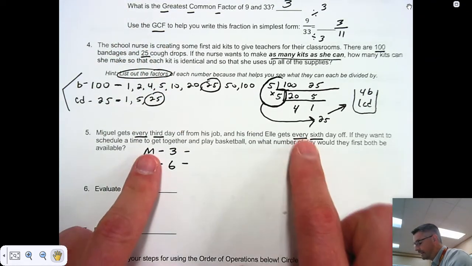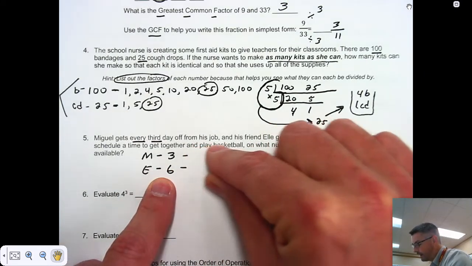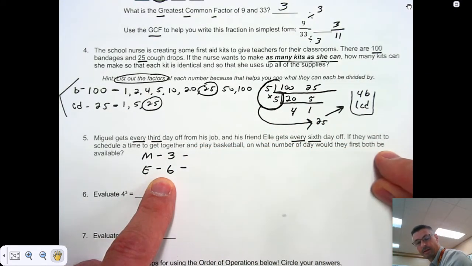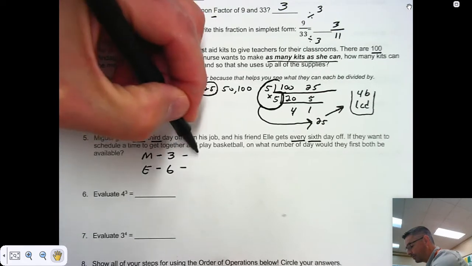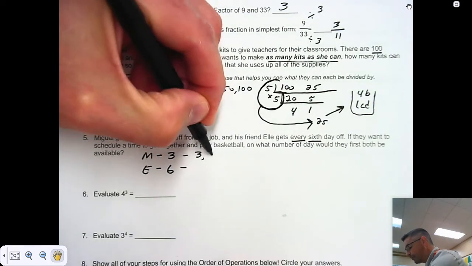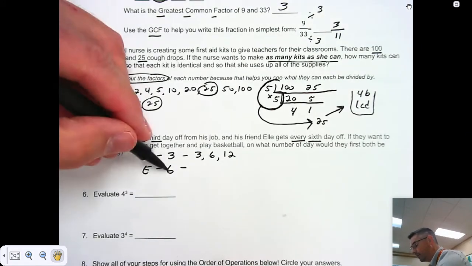So we're not dividing anything out like we did up here. We're trying to figure out how many days would go by before they can play basketball together. So in this one, we're doing multiples. So the multiples of 3. 3 times 1 is 3. 3 times 2 is 6. 3 times 4 is 12. I'll stop there.